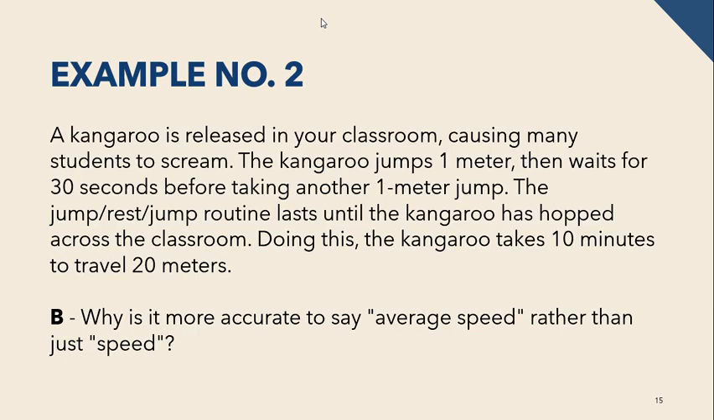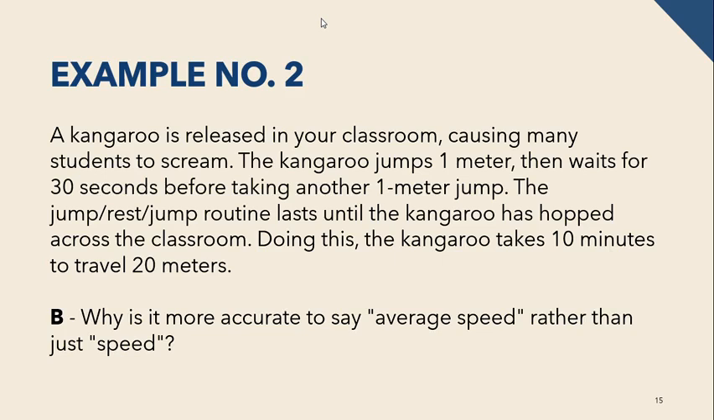Part B of example number 2. Why is it more accurate to say average speed rather than just speed? Well, if we use the word speed, then we're implying that the kangaroo was consistently moving at 0.0333 meters per second. But the kangaroo was sometimes moving and it was sometimes at rest. So it can't have been moving at that speed all the time.